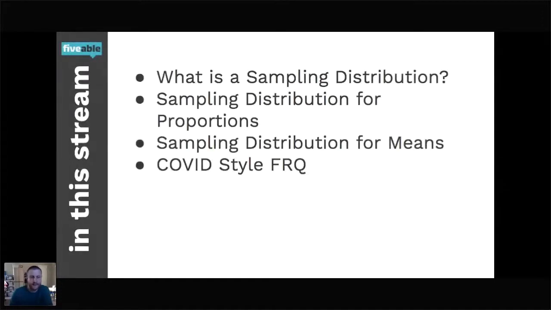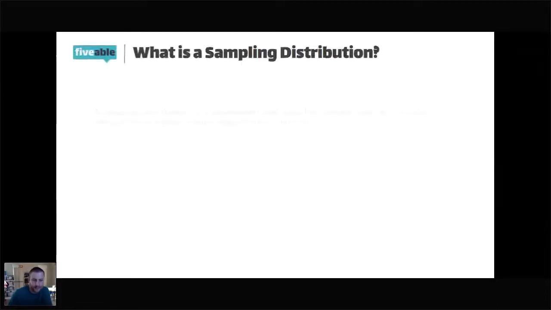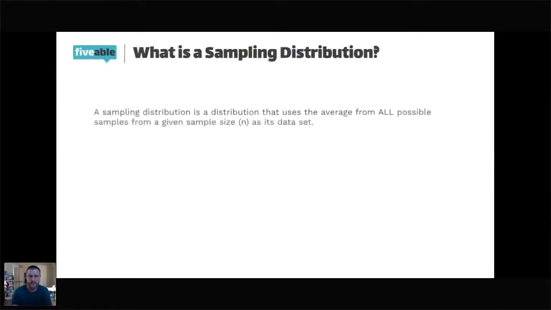All right. So a sampling distribution, basically, is a distribution that's going to use the average from all possible samples of a given sample size as its data set. So I'm thinking about taking all possible samples. I have a population and I'm taking all possible samples of maybe say 45. So if I take every possible sample of 45 and average all those values together, then that becomes my data set that makes my distribution.